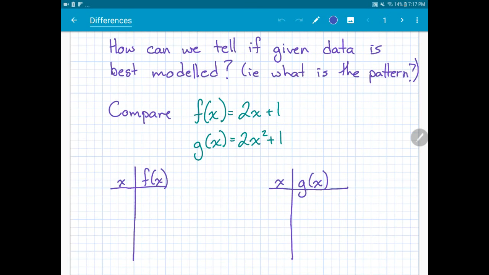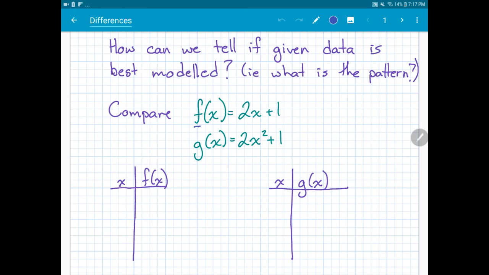Hello everyone, and welcome to another in our series of videos about functions. Now, we're going to start to get more specific. We've talked about functions in general, domain and range, etc. But now we want to narrow this down to specific types of functions. So I've got two on here. I've got two different sets of rules.